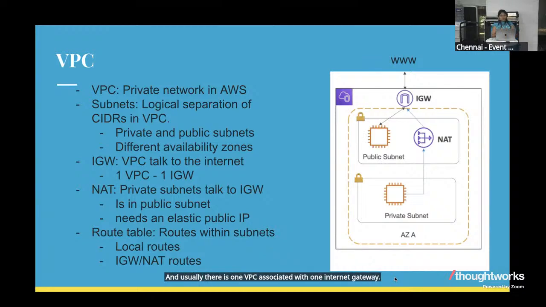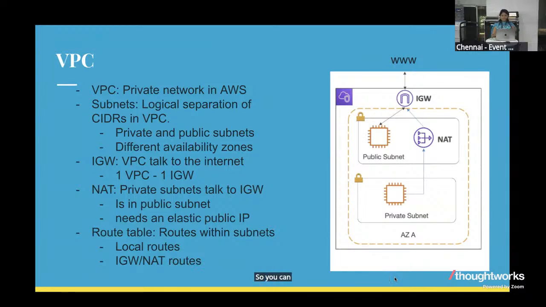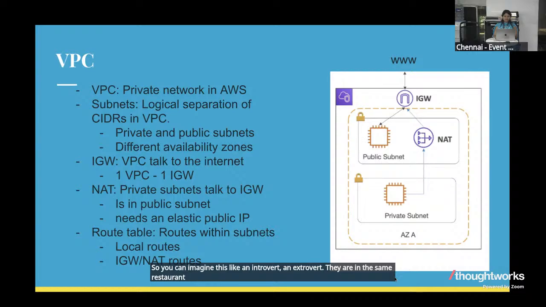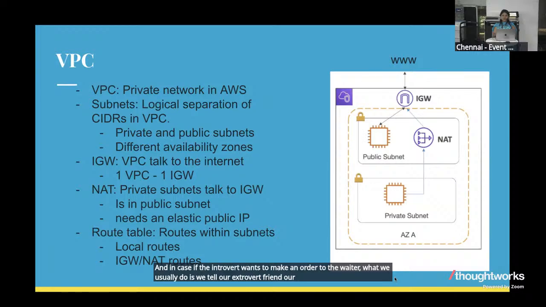And if you take the NAT gateway, just like how the internet gateway is for the entire VPC, the NAT gateway is for the private subnets to talk to the external world, right? So you can imagine this like an introvert and an extrovert. They are in the same restaurant, right? And you are at a table, and in case the introvert wants to make an order to the waiter, what we usually do is we tell our extrovert friend our order, and they talk to the waiter to communicate whatever you want to eat, right? So it works in a similar way.